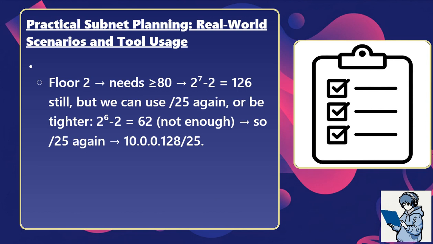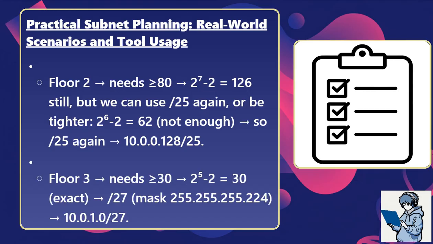Floor 2 needs greater than or equal to 80. 2 to the power of 7 minus 2 equals 126 still, but we can use /25 again or be tighter. 2 to the power of 6 minus 2 equals 62, not enough, so /25 again: 10.0.0.128/25. Floor 3 needs greater than or equal to 30. 2 to the power of 5 minus 2 equals 30, exact.